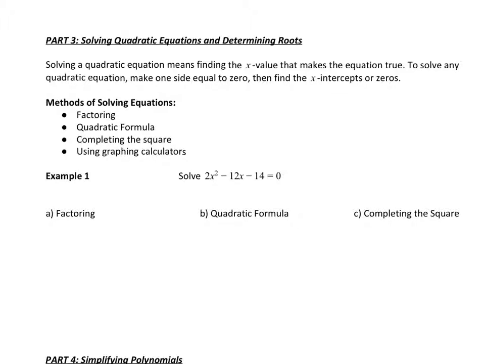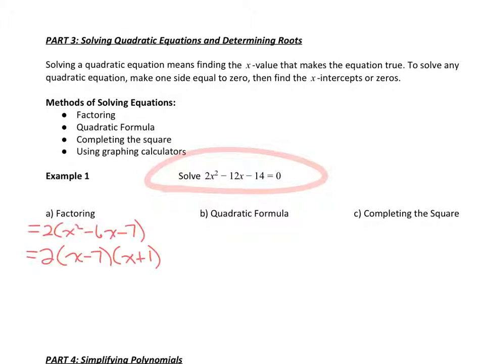So we're going to solve this quadratic using these 3 different methods. The first way we're going to use is factoring. So we always common factor out the 2 first, and then our 2 factors that are going to multiply to -7 and add to -6 are -7 and +1.